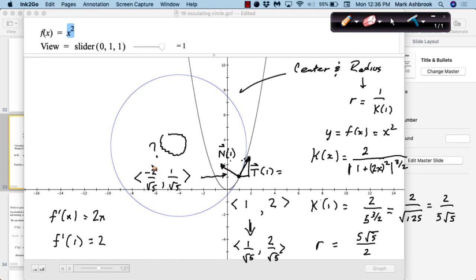What point is this? This is the point 1, 1. We got the normal vector, negative 2 over radical 5, 1 over radical 5. We got the radius, 5 radical 5 over 2, so we just got to get the center out of all that. So I'll call that the c vector for the center, equals what? Can we make an equation that will get us this center vector? Not x, y, but just c.